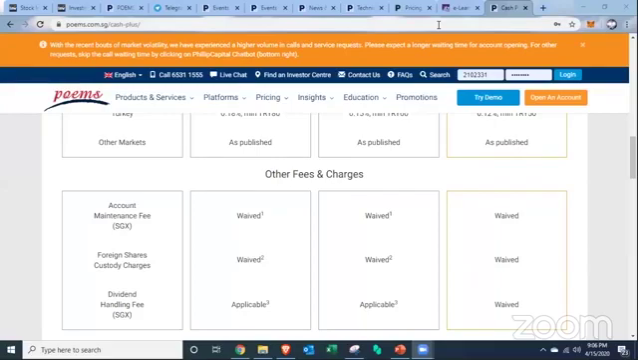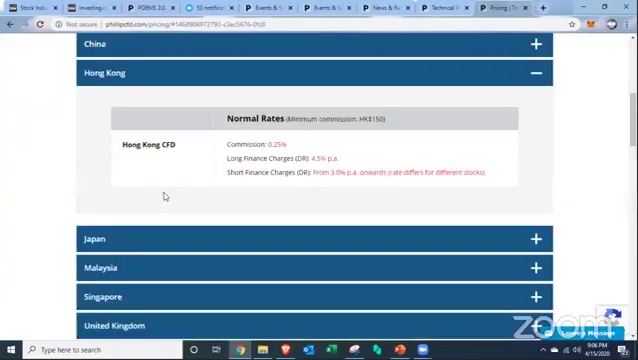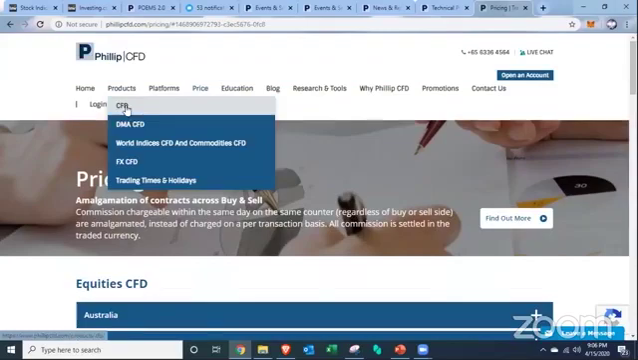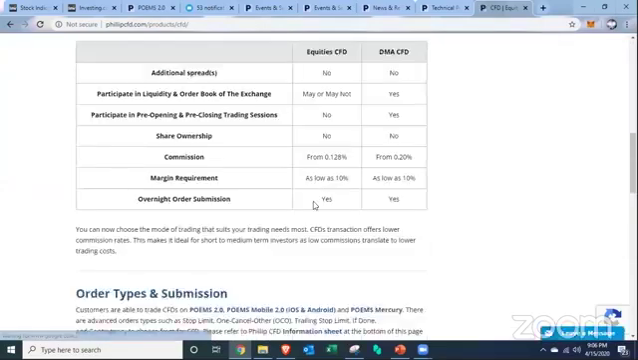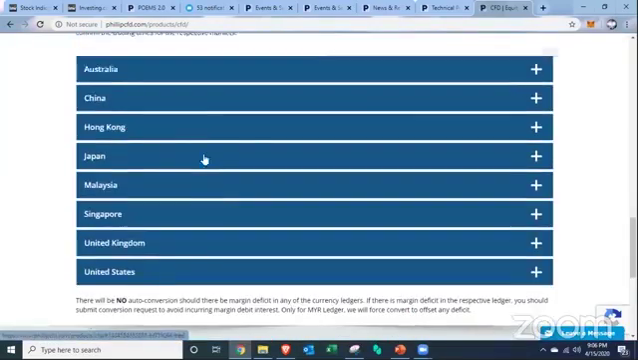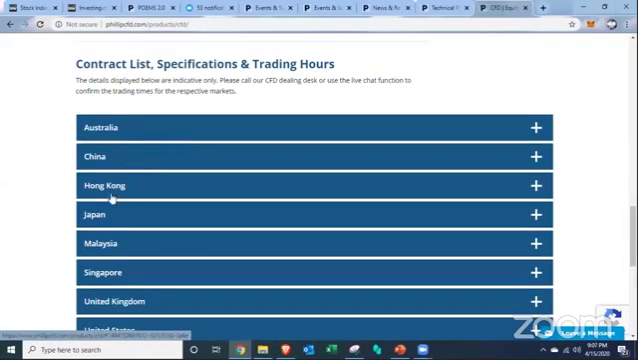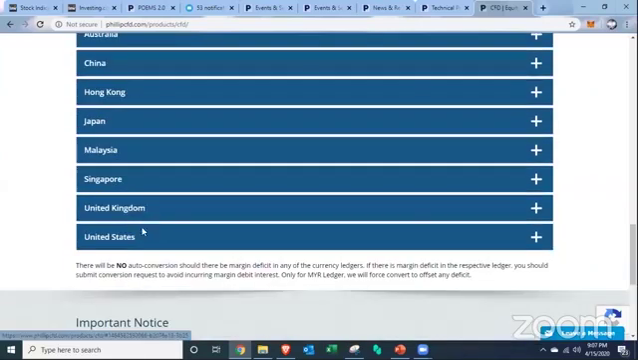Okay, let me see. Someone asked, can we buy US stock with CFD? Yes. For CFD, we offer a wide range of markets. So give me a moment. Just now, what are the markets we offer? You can go to the Phillip CFD website under product CFD. Then you can see the different markets that we offer: Australia, China, Hong Kong, Japan, Malaysia, Singapore, UK, and US. So you can check over here.